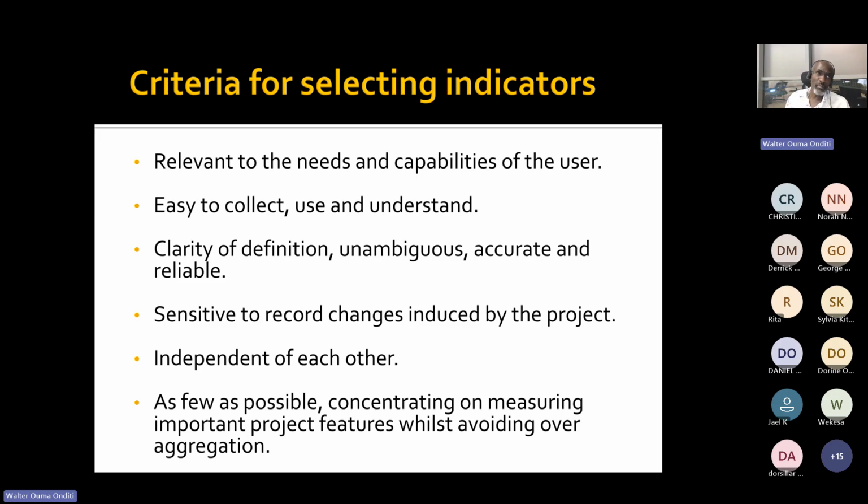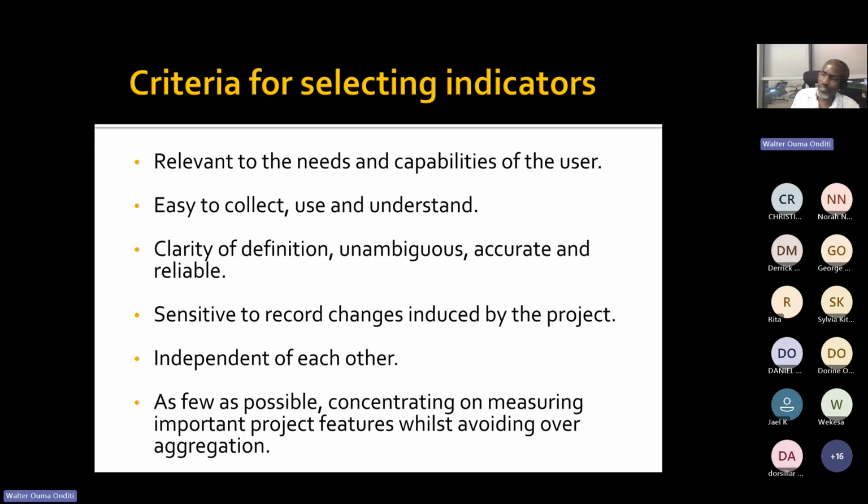Clarity of definition. Remember that every other time you have an indicator, the context changes, and the understanding from one environment to the other is different. So it would be very critical for the people that have formulated this indicator to give a definition. What does it mean? Because it may vary from one environment to the other. Sensitive to record changes induced by the project, independent of each other.